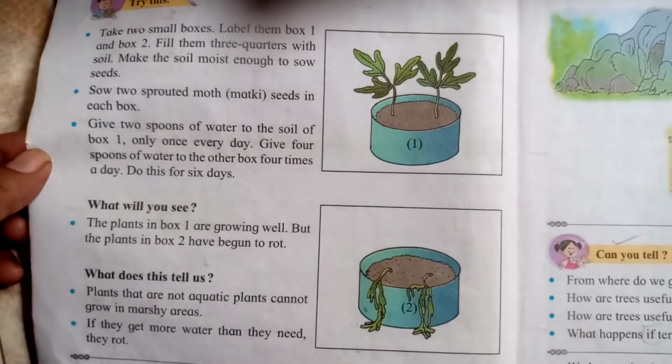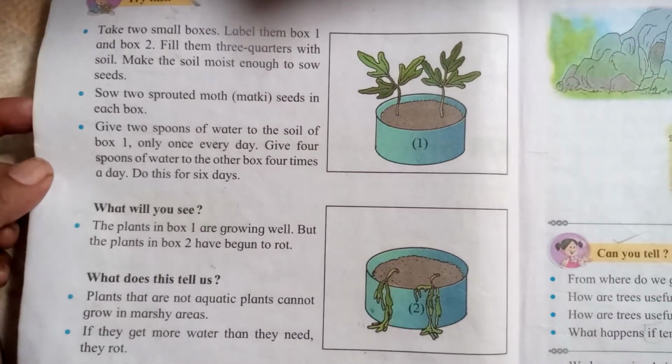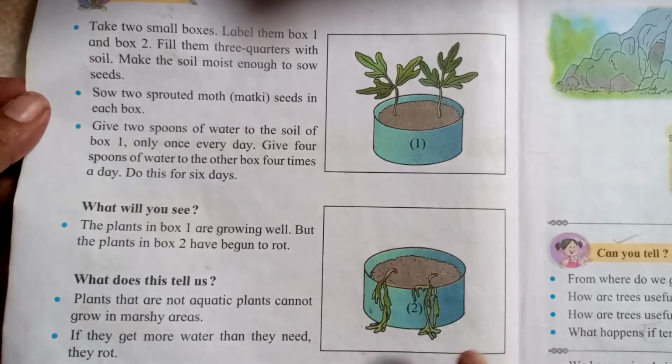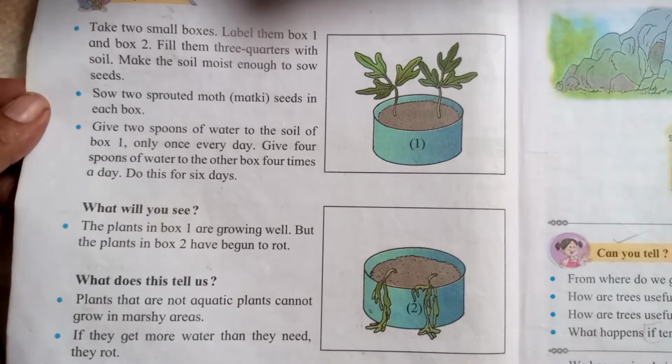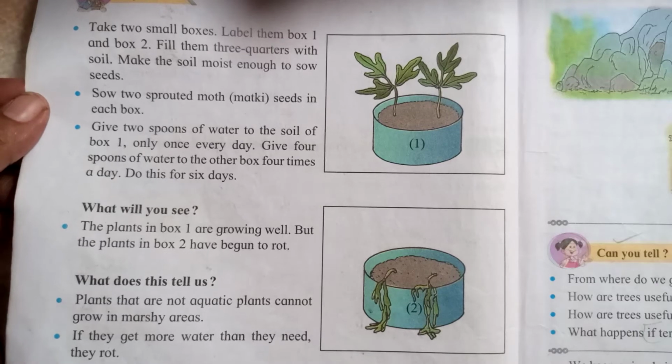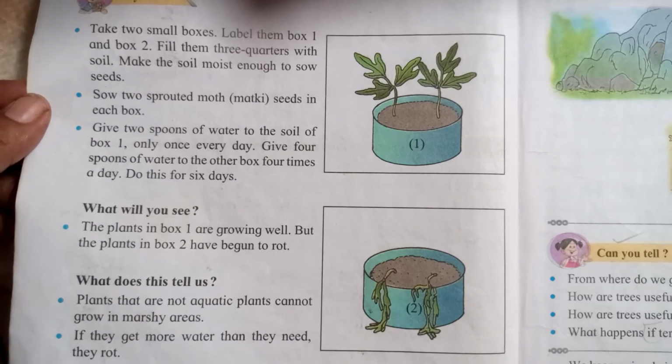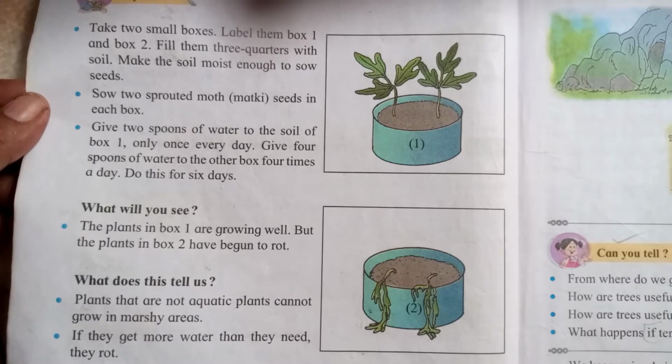See children, from these two experiments, here is what is written: take two small boxes. Okay, label them box 1 and box 2. Afterward, fill them 3/4 with soil. Make the soil moist, put a little water in it. And sow the seeds. After that you will sow the seeds in both pot 1 and pot 2. So, two sprouted moth or matki seeds in each box.